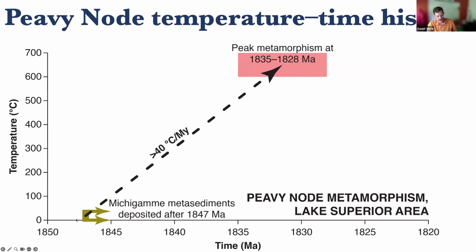Of course, this constraint here is a maximum deposition age. So this line could be brought up, and this would require much more rapid prograde heating.